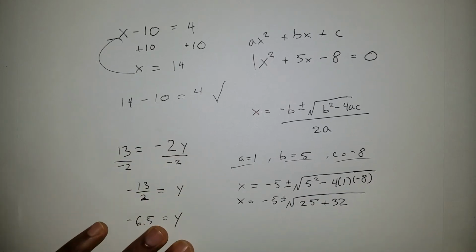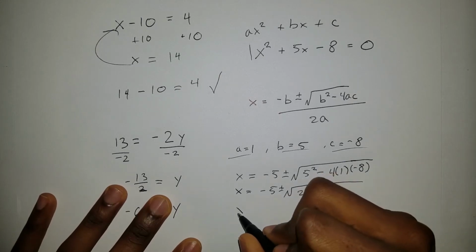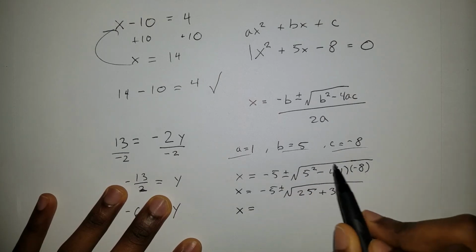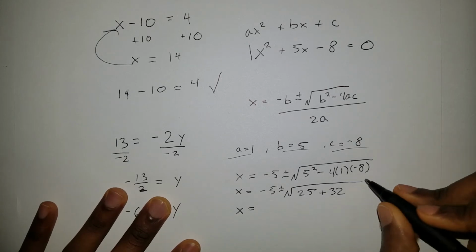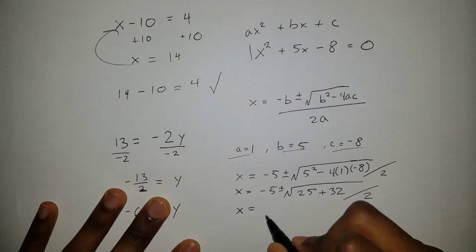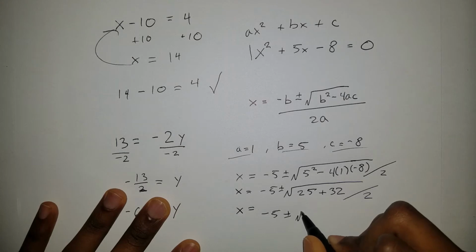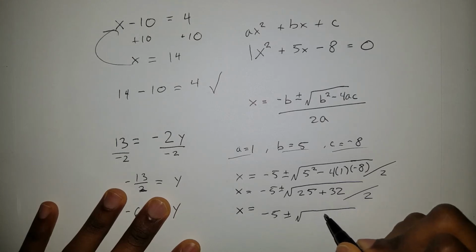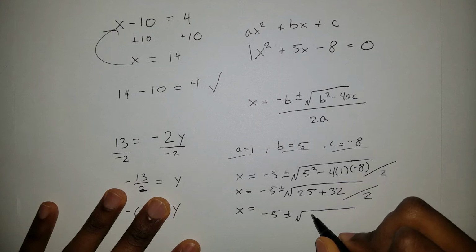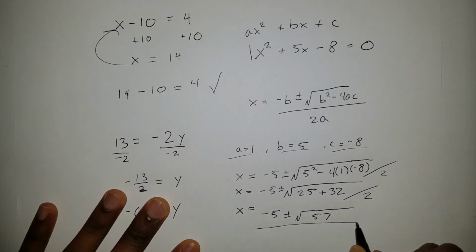So at this point, all right, we have x equals, and one thing I'm forgetting to do is divide by 2a, divide by 2, don't forget that. So now we have x is equal to -5 plus or minus the square root of 25 plus 32 is 57. Right? Yes, all over 2.